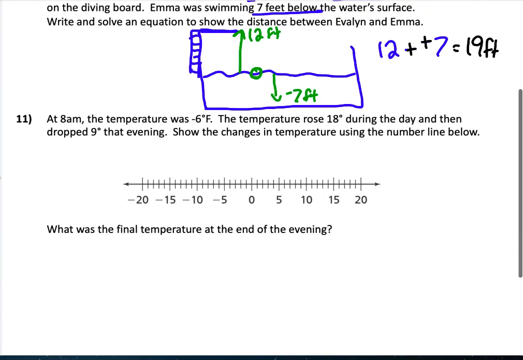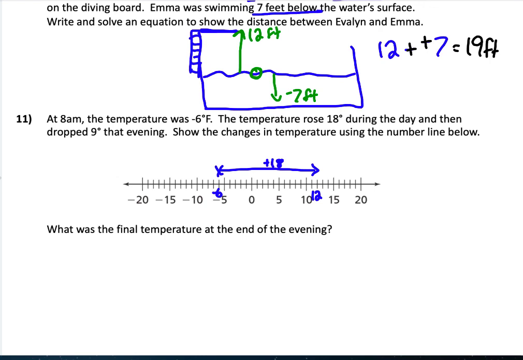All right, last one. I'm almost done. At 8 a.m., the temperature was negative 6 degrees. Well, here's negative 6 right there. The temperature rose 18 degrees. So that means it went up by 18. So we want to count up on our number line 18 spots. And we would end up at positive 12. We went up 18.